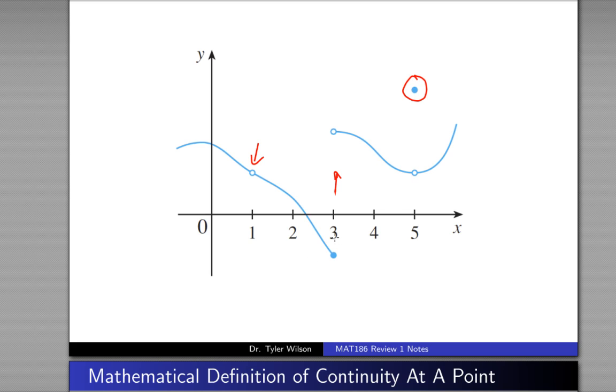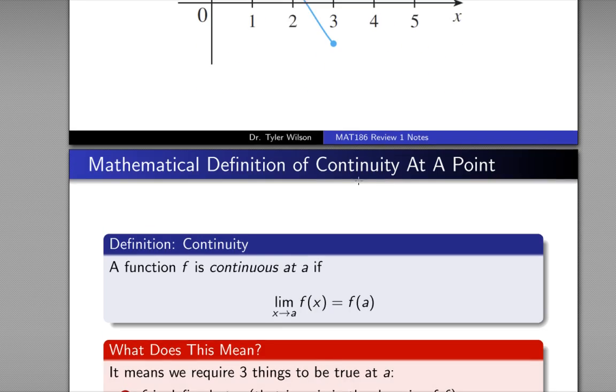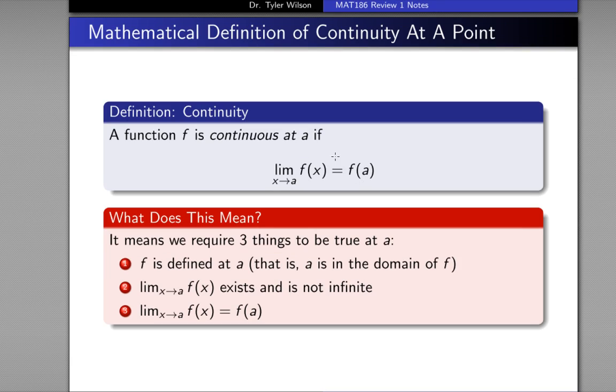So mathematically, what do we mean by a discontinuous function, or what do we mean by continuity? This is it. This is what it means to be continuous. This is the whole definition of continuity. A function is continuous at a point A, so it only makes sense to talk about the continuity of a function at a specific point, if the limit as x goes to A of the function is equal to the value of the function at that point.